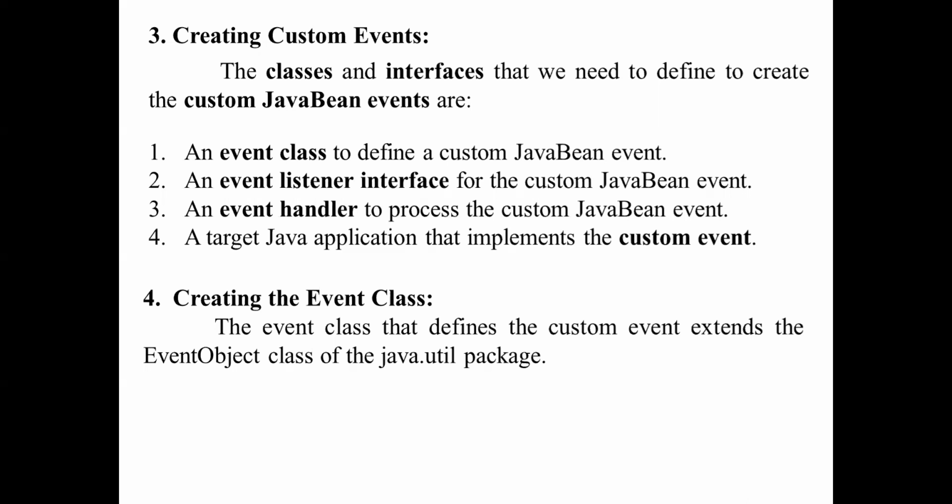The last one is we have to fix our target, whatever you implement in the custom event. So that is a Java application. We have to fix the target so that we can implement the custom event. So that is the target Java application where the custom event can be implemented. So these are the 4 points to be remembered when we are creating the custom event.